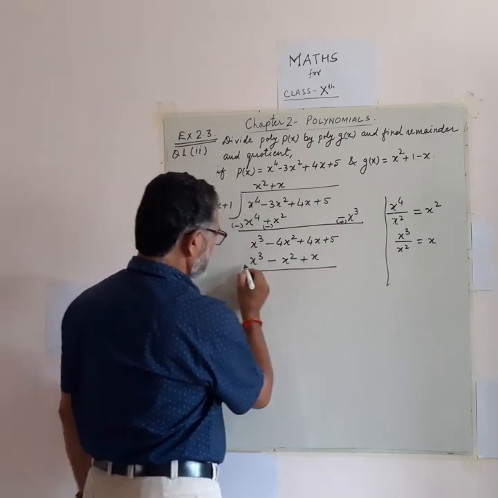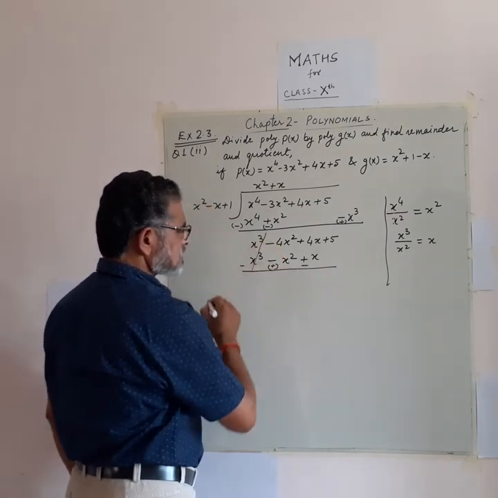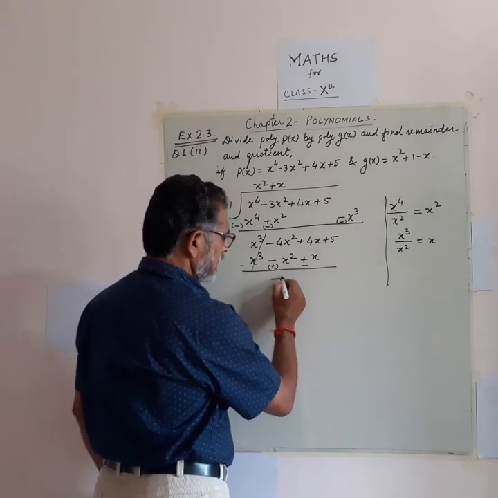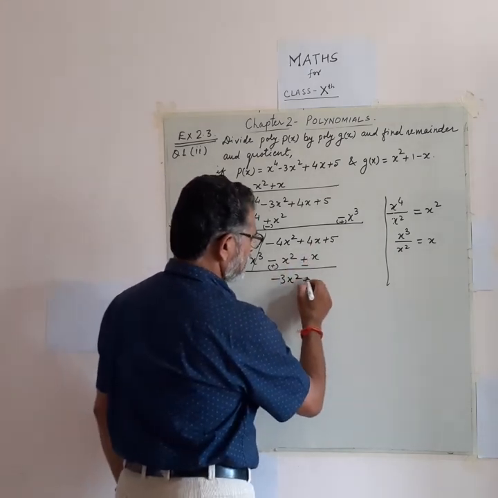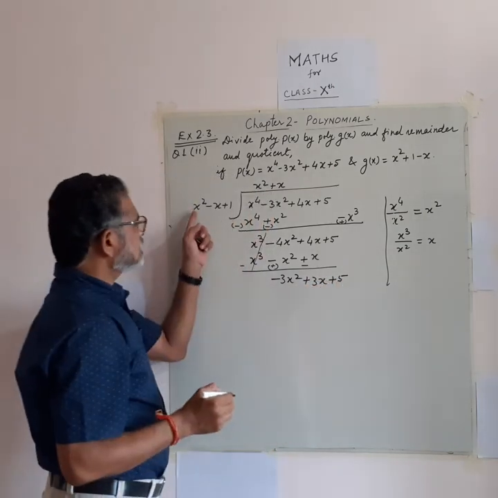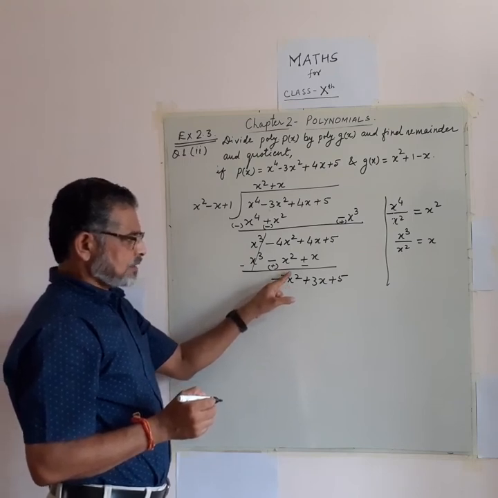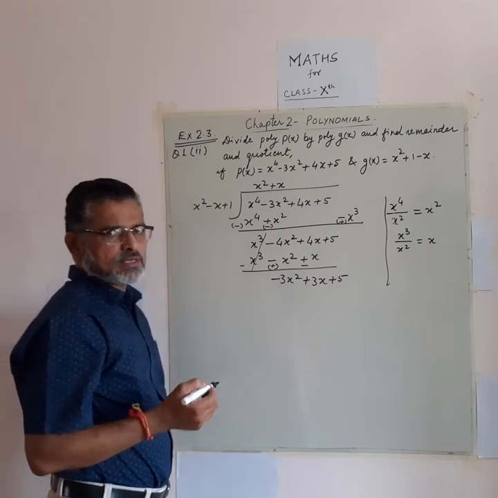Then we subtract it, minus, plus and minus. So this term will cancel. Minus 4x square plus x square minus 3x square. 4x minus x plus 3x plus 5. Now here the remaining part, the highest degree is 2 and here is 2, so one more time we can divide it.